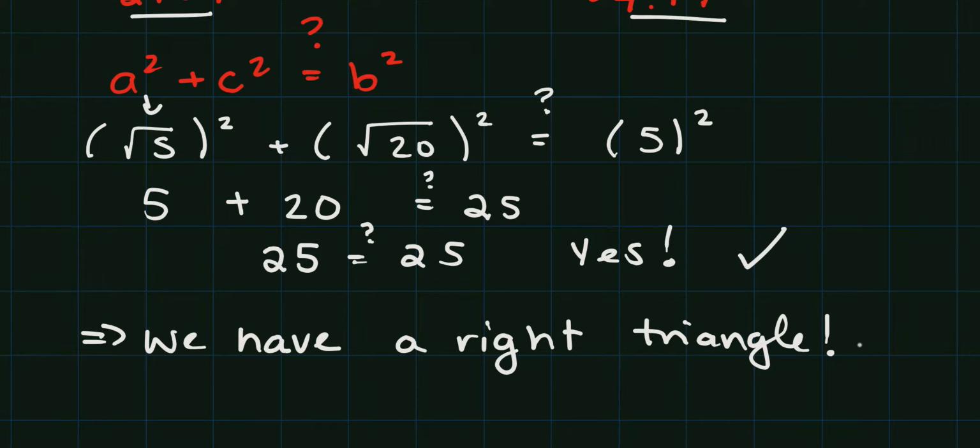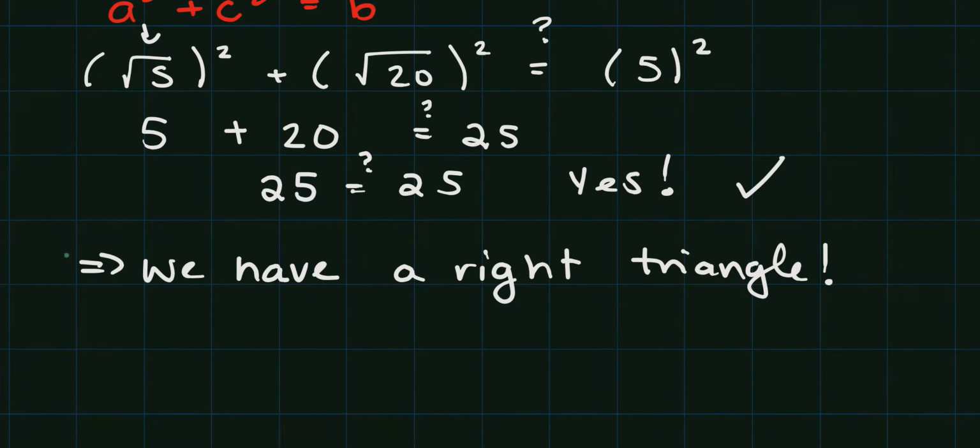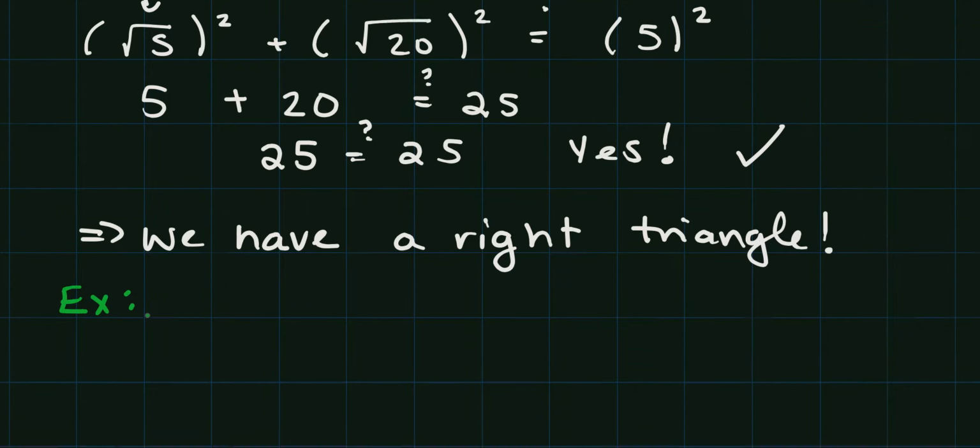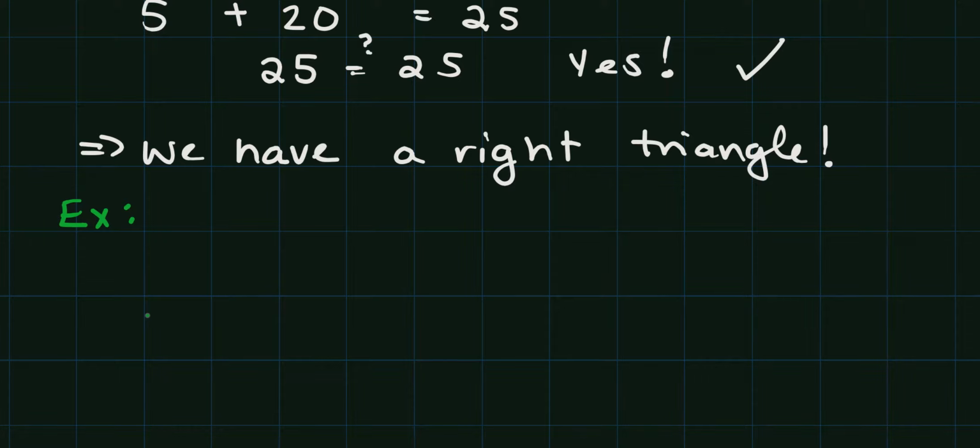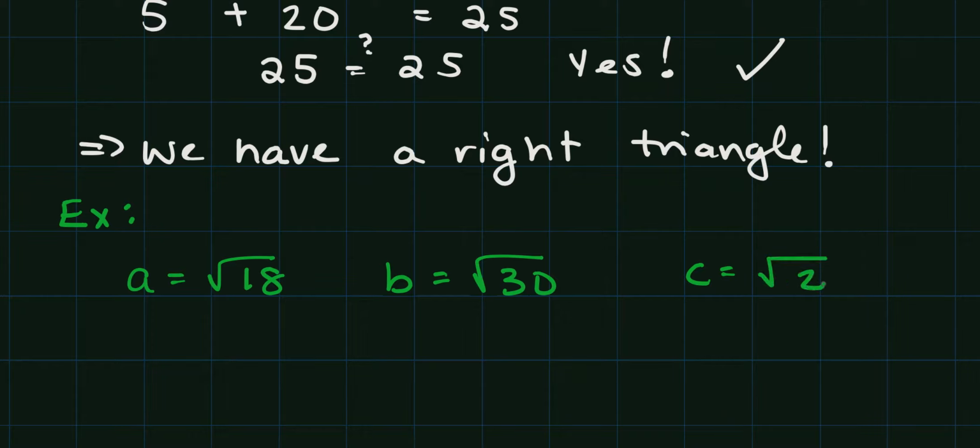Okay, so again, how would we know we don't have a right triangle? For example, now this is not the same problem, I just want you to know for your homework or any other time that you want to figure out if you have a right triangle. Let's say you get A is the square root of 18, B is the square root of 30, and C is the square root of 2.